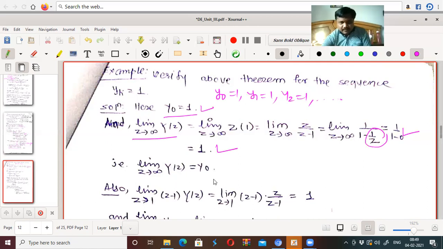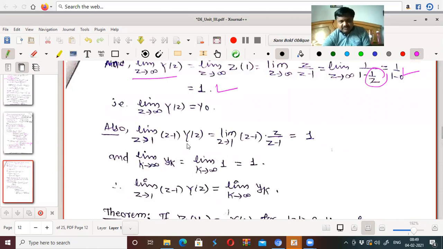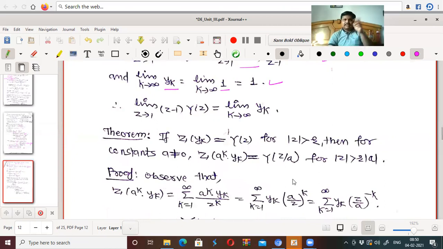Now for the second result, limit as z tends to 1 of (z minus 1) into capital Y of z equal to limit as z tends to 1 of (z minus 1) into z transform of 1, which is what? z upon z minus 1. These two cancel, we get 1. Also limit as k tends to infinity of y_k, but y_k is 1. So limit as k tends to infinity of 1 is again 1, and both are the same, that is limit as z tends to 1 of (z minus 1) into capital Y of z is the same as limit as k tends to infinity of y_k. So for this y_k, both the results are satisfied in the above theorem.